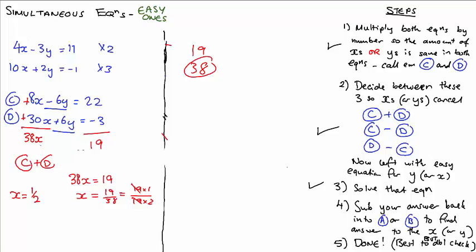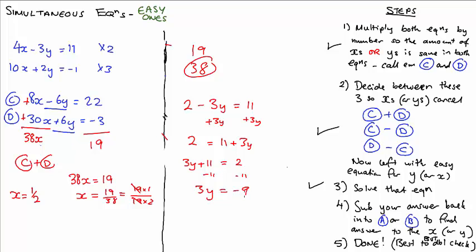Plug it into one of these. So we'll plug it into the top one. 4 times a half is 2. Minus 3y equals 11. So I'm actually going to add 3y because I don't like negatives. So I get 2 equals 11 plus 3y, which by the way, I might prefer looking at it like this. You can do that anytime. Minus 11. 3y equals minus 9.